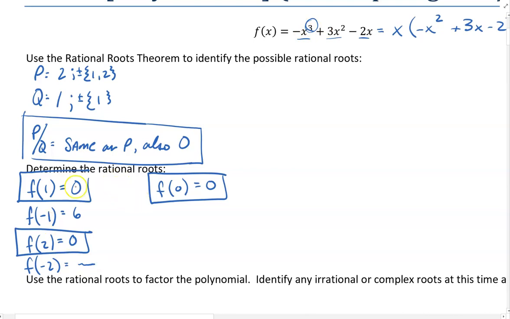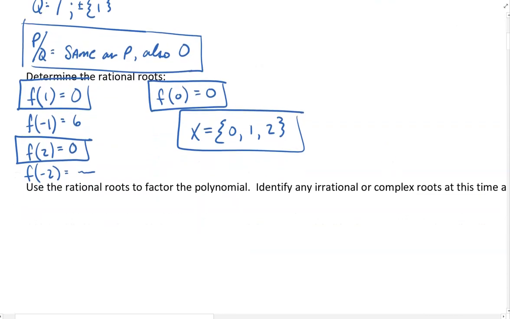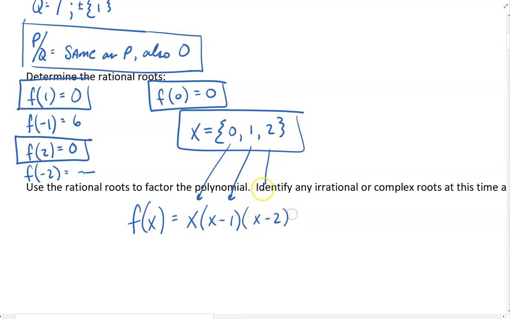So as far as reporting your answer, I was okay like this, but you can also say that the roots exist like this. We could say that there's one at 0, at 1, and at 2, and that would be a fine answer. Now, to use the rational roots to factor the polynomial, there's no need to use any division here. We found all of the roots, so the polynomial f of x would have to be written as x from this factor times x minus 1 from this factor times x minus 2 from that factor. So there's our factored polynomial.